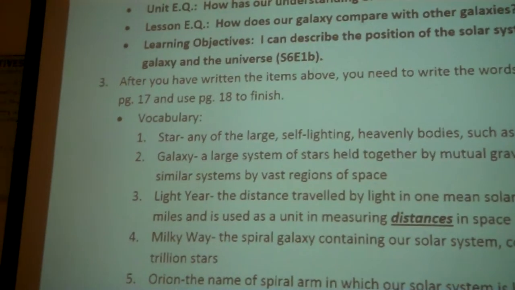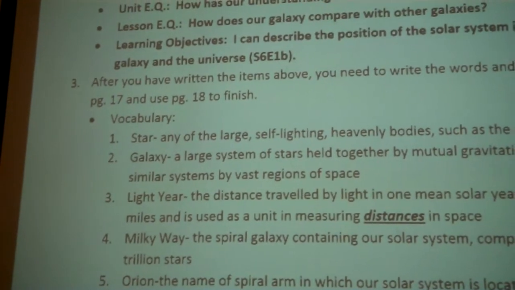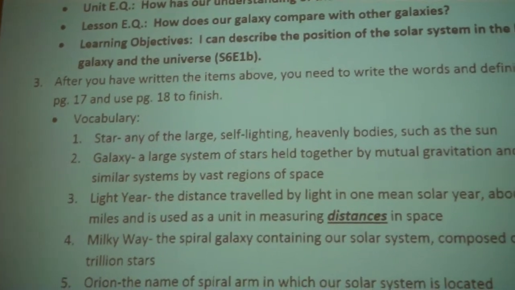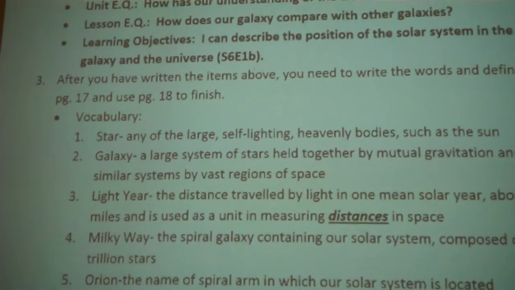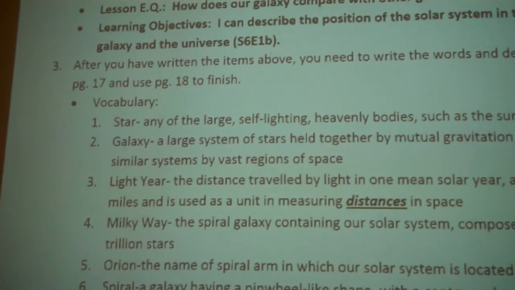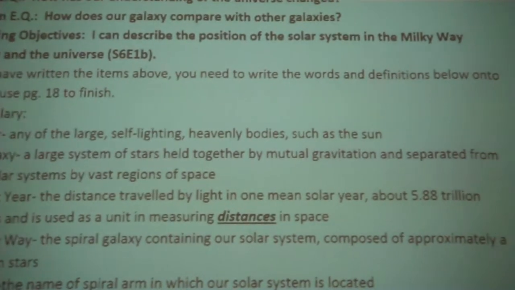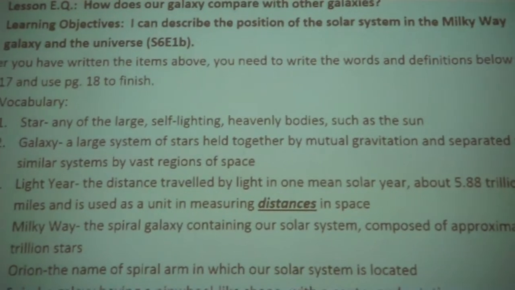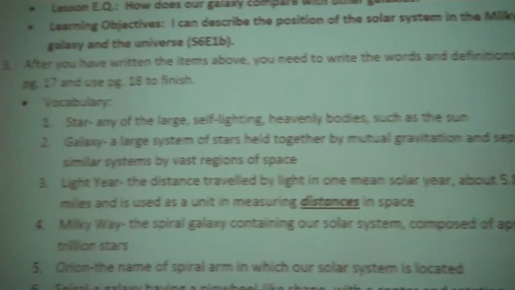So vocabulary word number 1 is star, and a star is any of the large self-lighting heavenly bodies such as the sun. Vocabulary word number 2 is galaxy, a large system of stars held together by mutual gravitation and separated from similar systems by vast regions of space.